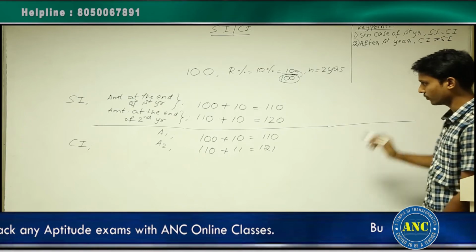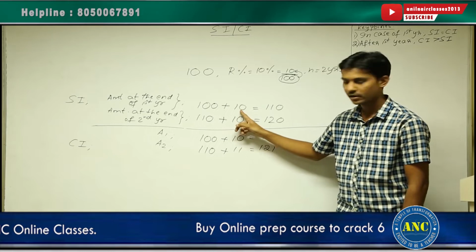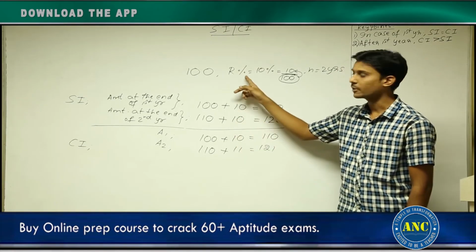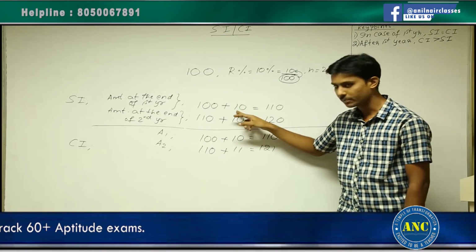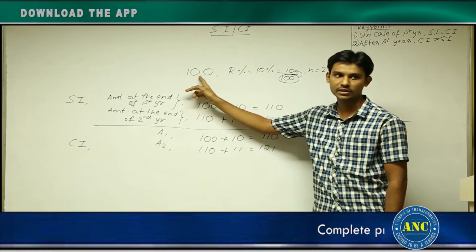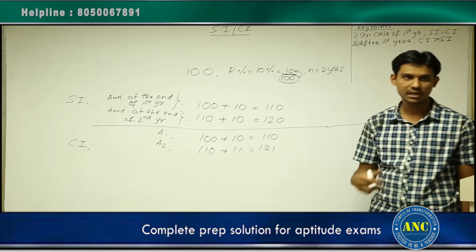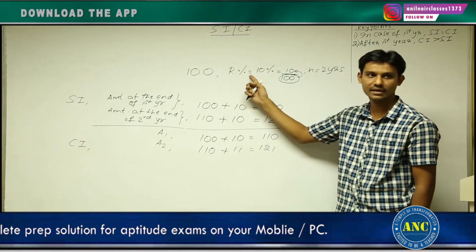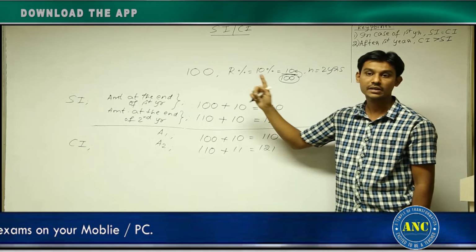Instead of that, listen to this carefully. First year also I am giving you 10 rupees extra. Second year also I am giving you 10 rupees extra. What is this 10 rupees extra? It is nothing but 10%. That means first year also 10% rate of interest. Second year also the same 10% rate of interest on the same amount, same value. First year also 10 rupees, second year also 10 rupees. Is that value changing? No. What is that value? That value is nothing but rate of interest. Correct? In case of SI, rate of interest remains same every year.